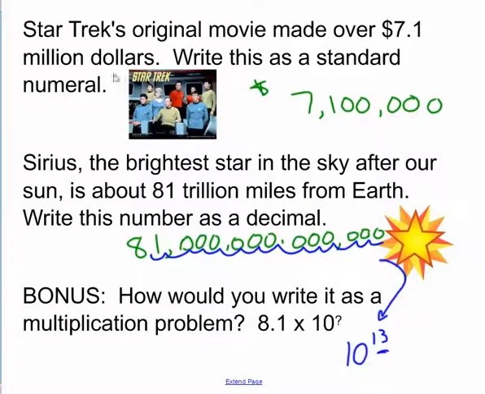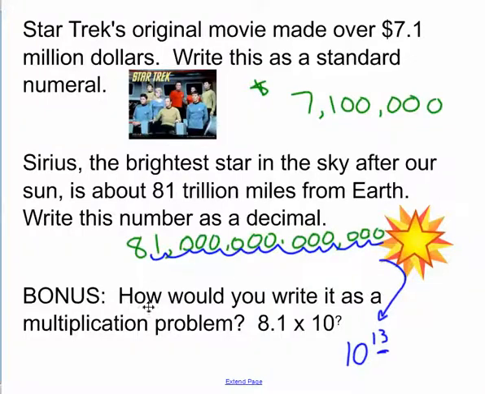And then we did some more heads together, heads apart, and you had to write this $7.1 million as a standard numeral. It's $7,100,000. And 81 trillion miles, that's the distance that Sirius is, which is the brightest star in the sky after our sun. The distance it is from Earth, it's about that far. And that's 81 followed by 12 zeros.